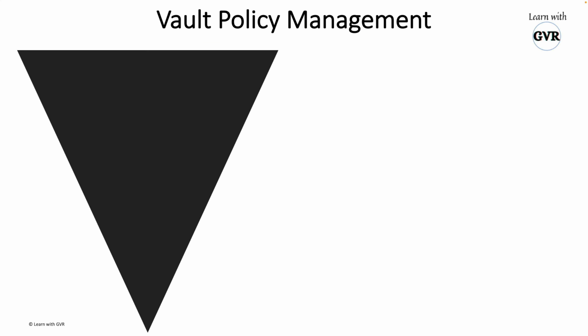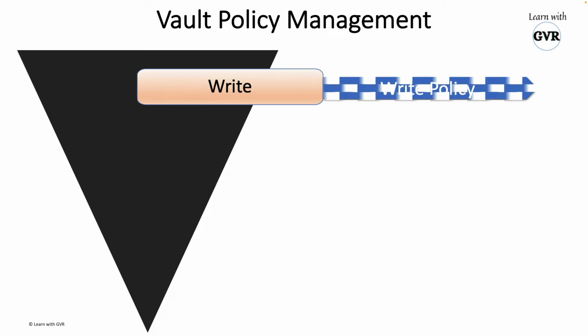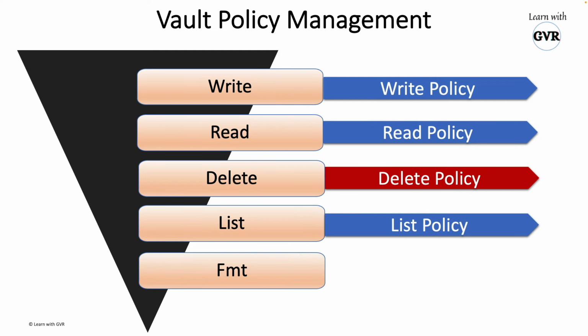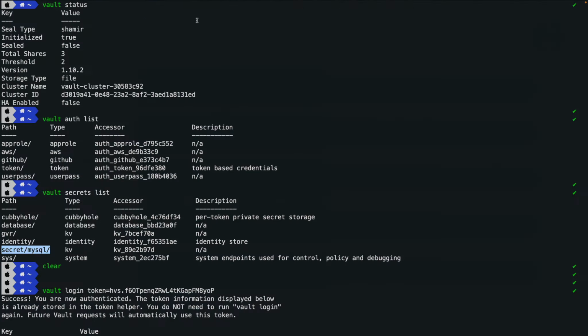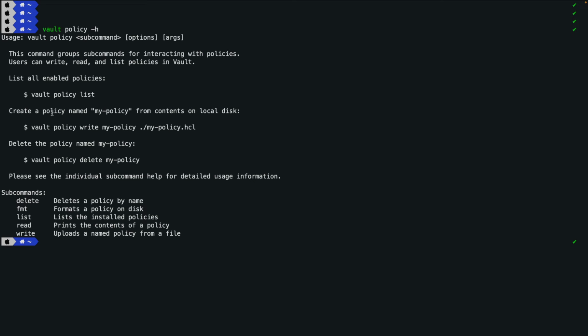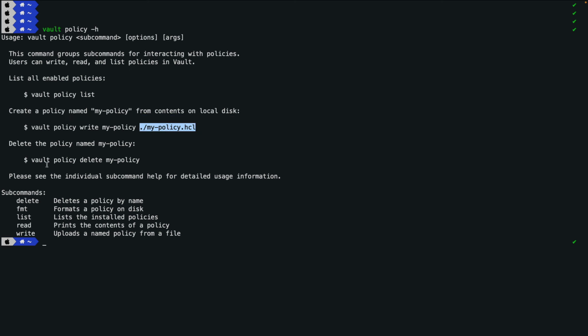Now Vault policy management. Vault policies you can write, read, delete, list, and format. How to do that? Vault policy list, Vault policy write with some file name, Vault policy delete, and Vault policy format, which is the same as Terraform format.